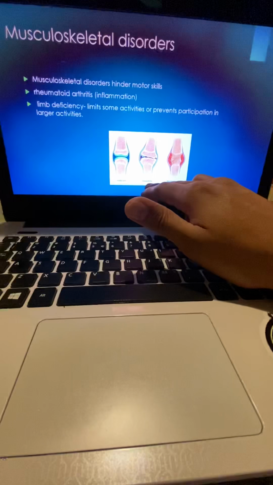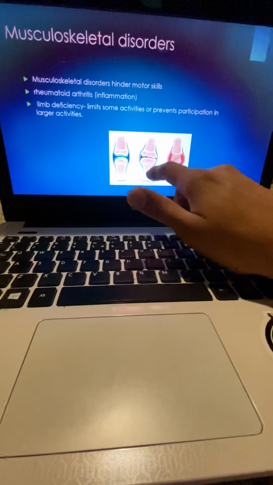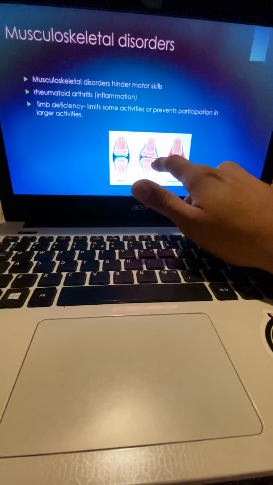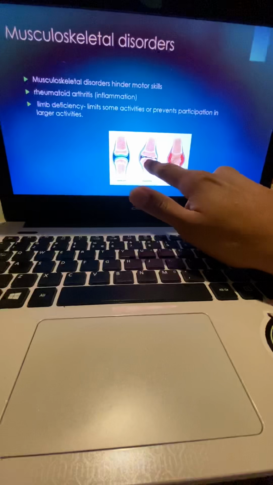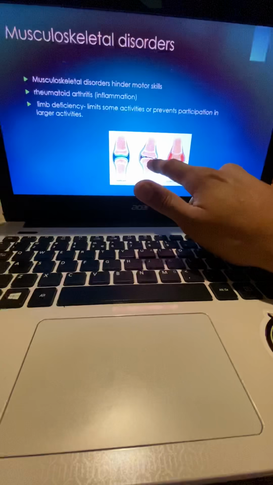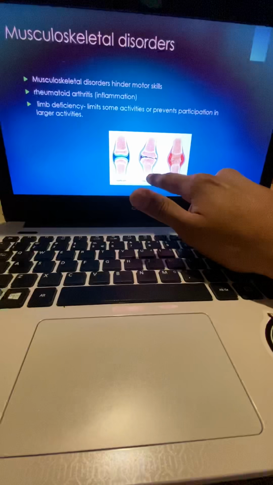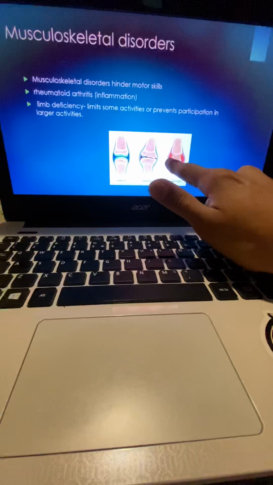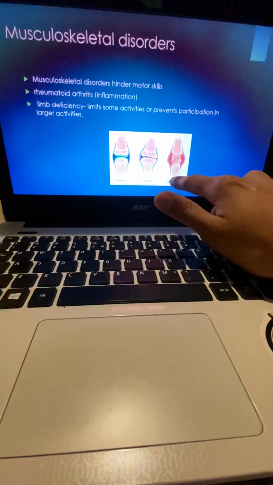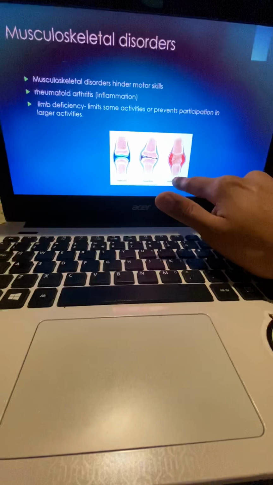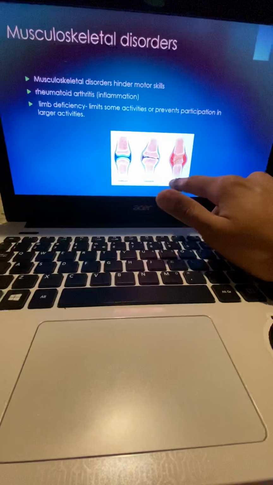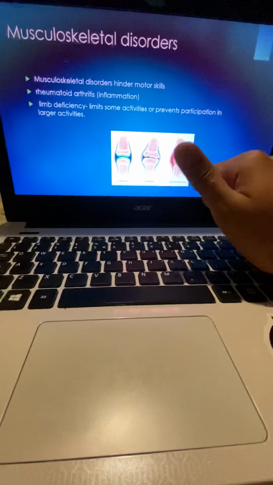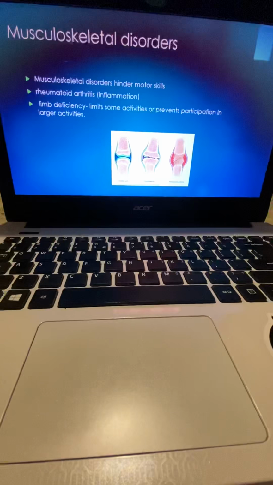Now, with osteoarthritis, as you can see, there's a lot less cartilage between the bones, and this causes friction between the bones, and that's extremely painful. And with rheumatoid arthritis, there's inflammation within these bones, and it's very common within the elderly for these individuals to have rheumatoid arthritis, and unfortunately, this does not have a cure.